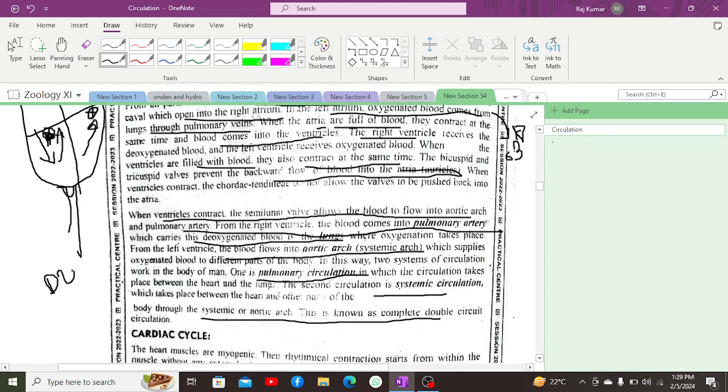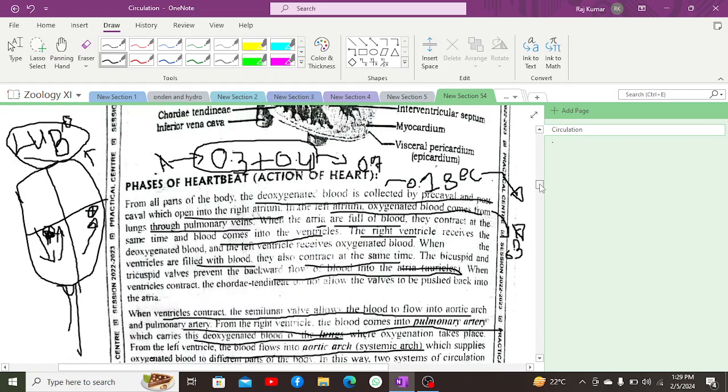There are two other heart sounds as well. These are S1, S2, and then S3 and S4. S3 is caused due to the ventricular contraction, and S4 is caused due to the atrial filling. But these are two small sounds, so we usually don't measure them. We can't usually hear them in a heartbeat.